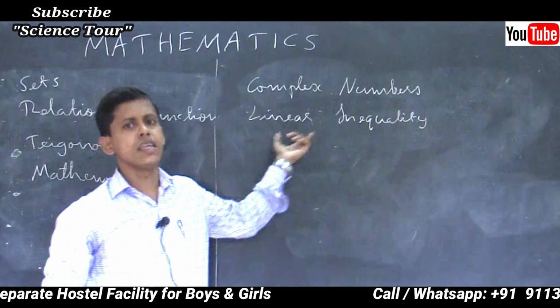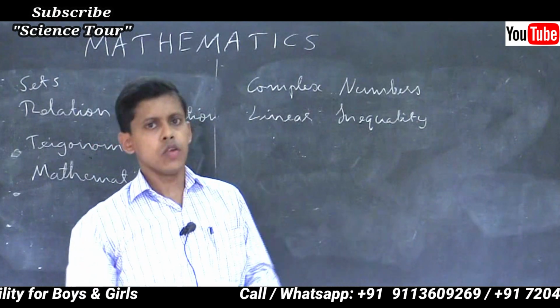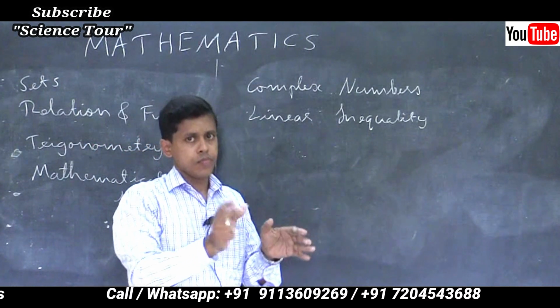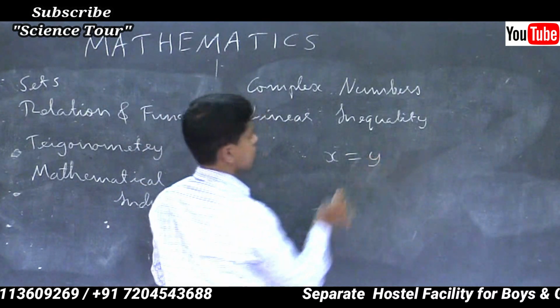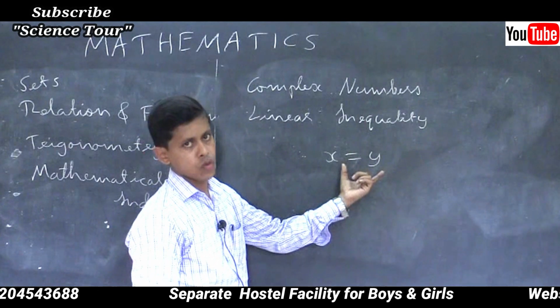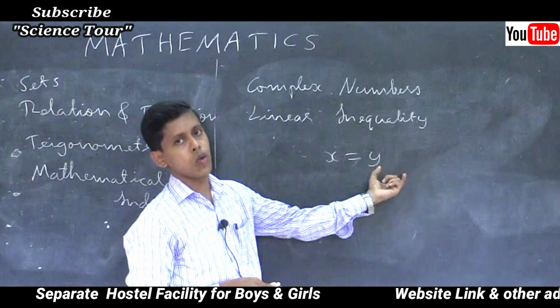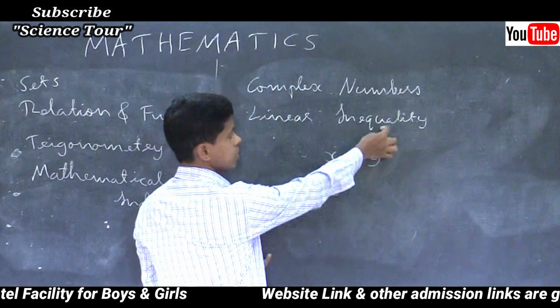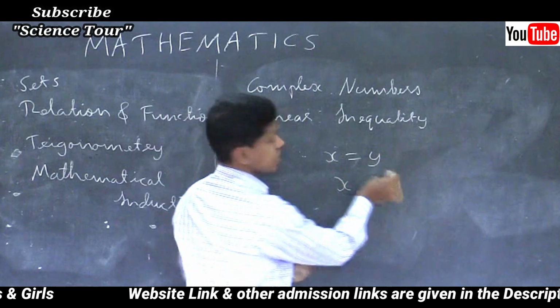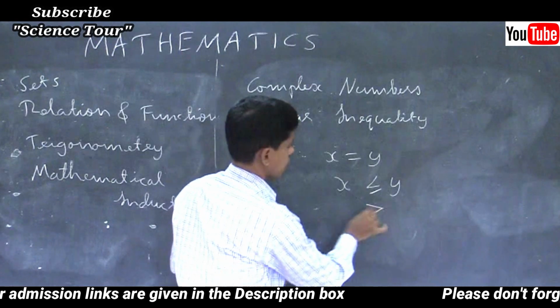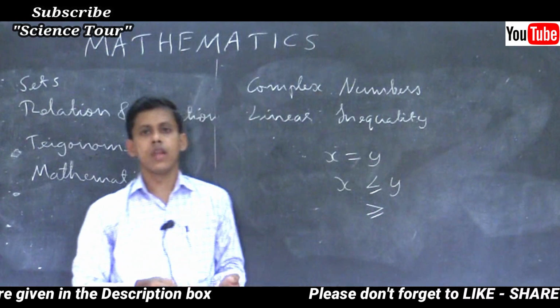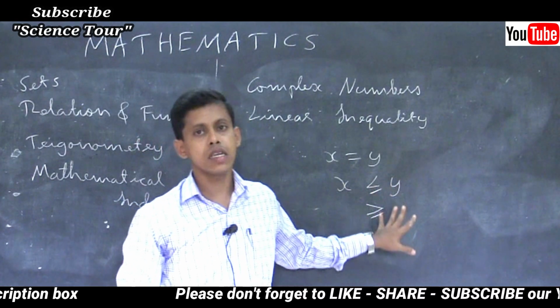That is linear inequality. You know the difference between equality and inequality, right? So, you say x is equal to y, that is equal. One quantity is equal to other quantity. Now, what is the inequality? Either you say it is less than or equal, or you say greater than or equal. So, that is called linear inequality.